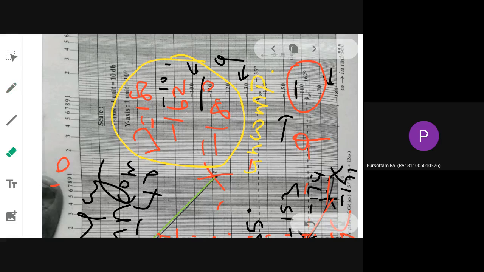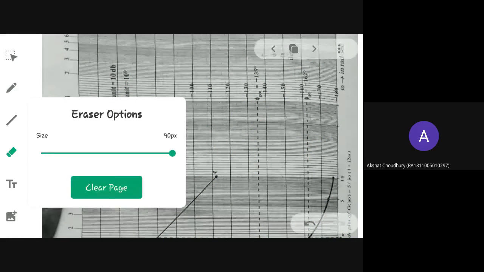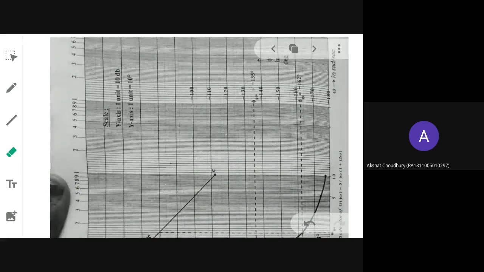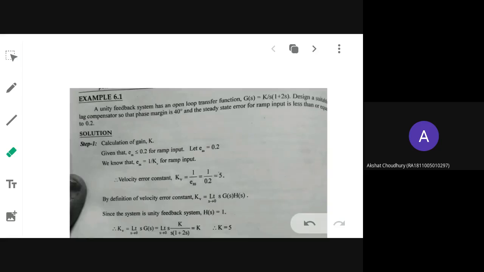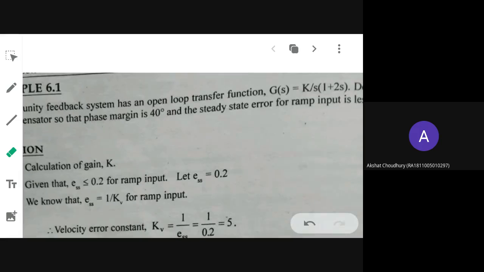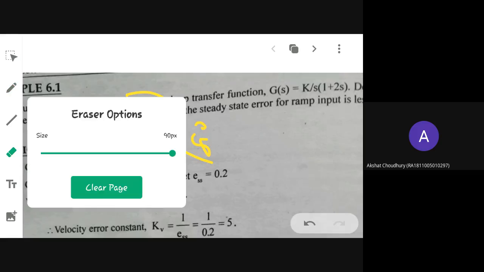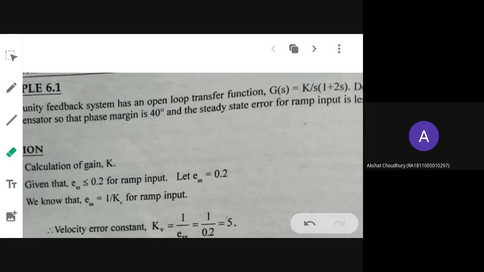Now I'll clear the page and go to the problem section. You can see for yourself the phase margin I have got is 18, but here they want the phase margin to be equal to what value? 40. So do you need a compensator or not? Yes, you need a compensator, so you should design one. That is why they ask you to draw the Bode plot.